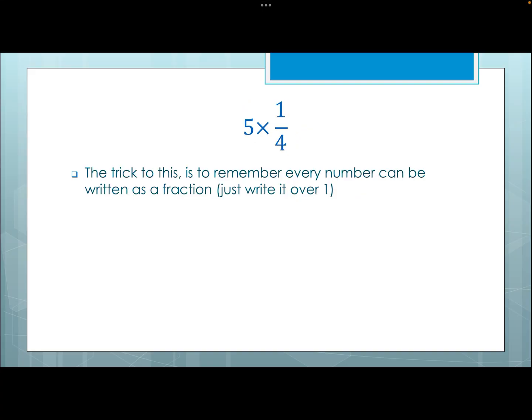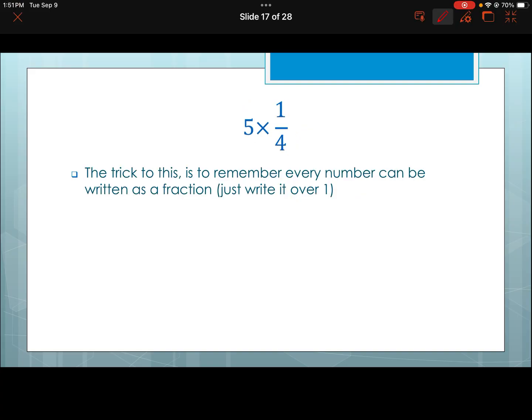Okay, cool. What about this one? Oh no, it's not a fraction. What do I do here? 5's not a fraction. Well, any number could be written as a fraction, right? Because 5 can be written as 5 over 1. And the reason we can do that is because 5 divided by 1 is just 5. So I'm not actually changing a number, I'm just changing the way it looks.